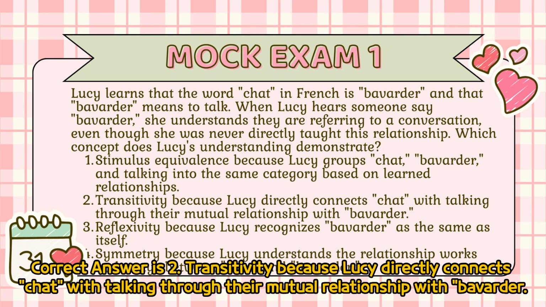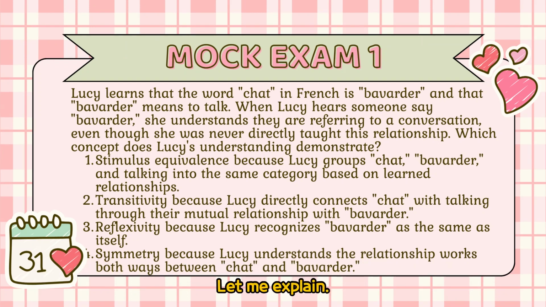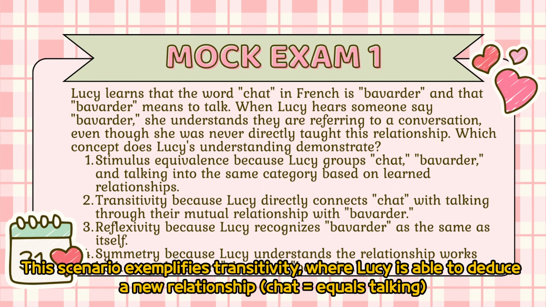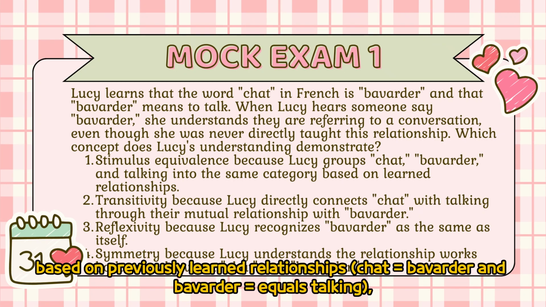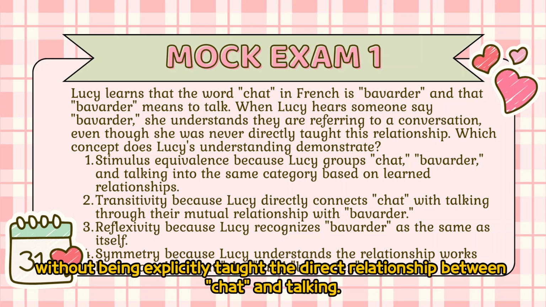Correct answer is 2. Transitivity, because Lucy directly connects chat with talking through their mutual relationship with bavarder. Let me explain. This scenario exemplifies transitivity, where Lucy is able to deduce a new relationship, chat equals talking, based on previously learned relationships, chat equals bavarder and bavarder equals talking, without being explicitly taught the direct relationship between chat and talking.